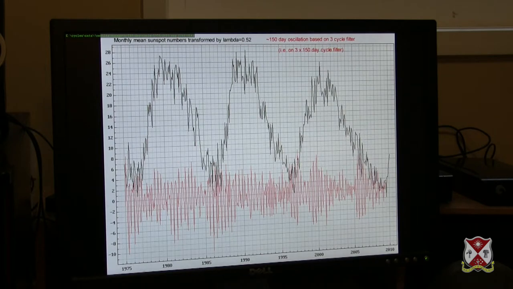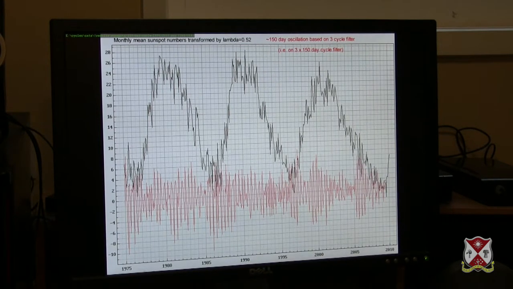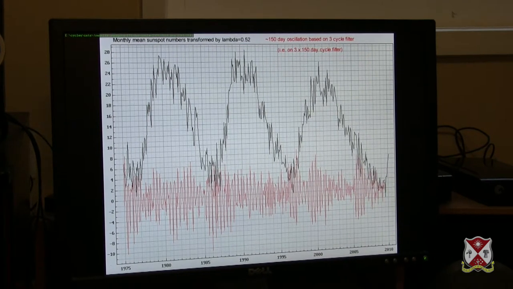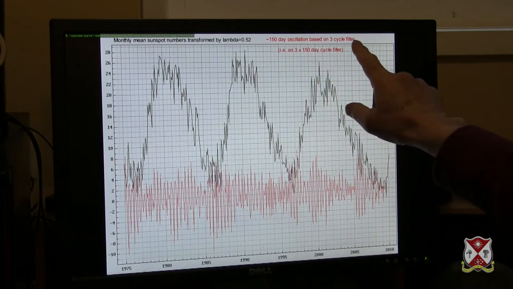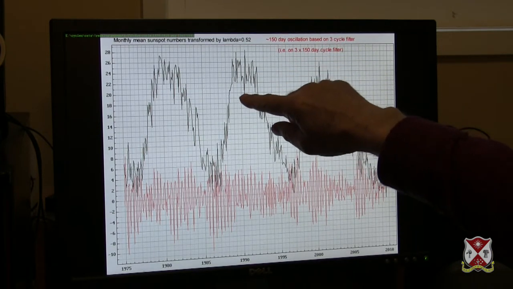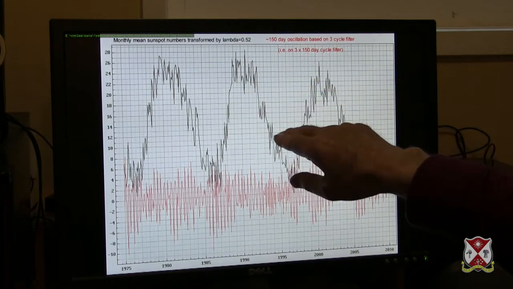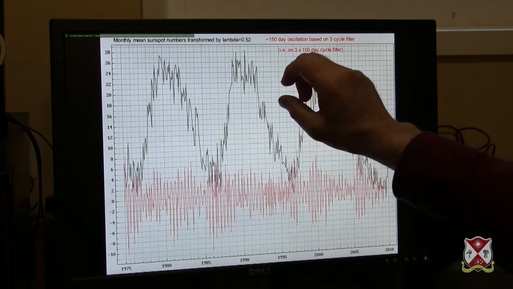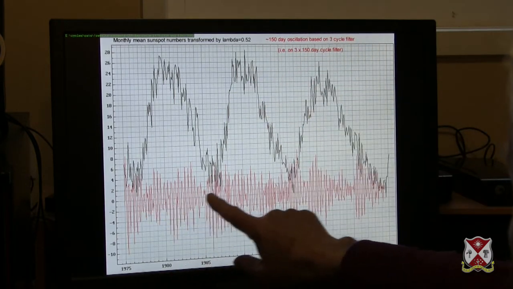This is the sunspot cycle. I mentioned the 154-day period around and about that range. And we have monthly mean sunspot numbers transformed by lambda equals 0.52. Now, if it was lambda 0.5, it would be the square root, which is what I used elsewhere. In this case, I've used a three-cycle filter. So I've taken the fluctuations about a moving average, and I've then averaged them over three cycles to produce this red graph.